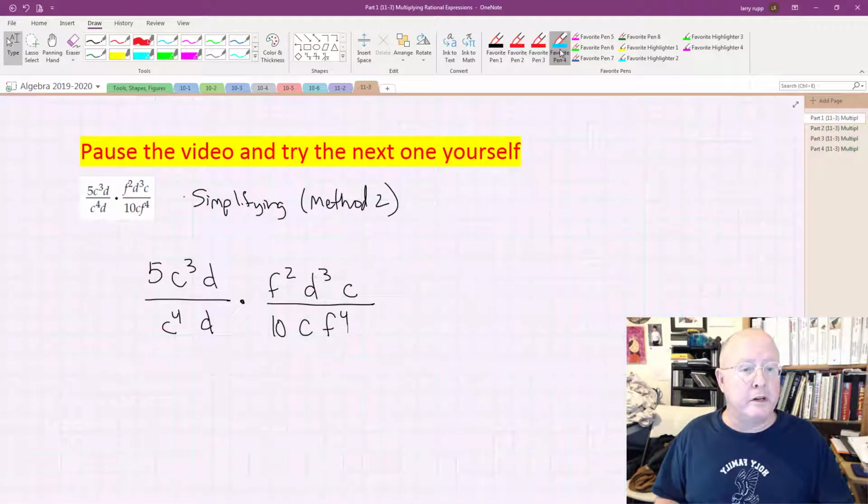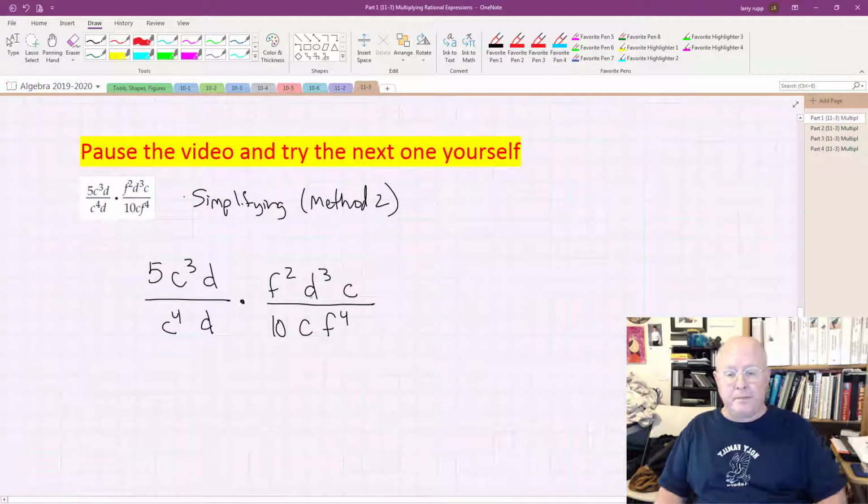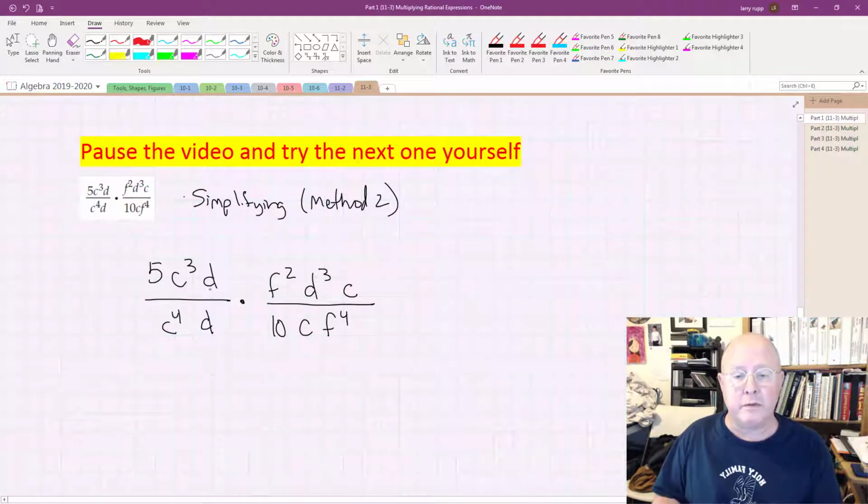So I'm going to use a different color to cancel these things. What can you cancel? Well, right off the bat, you look here, you have a D over a D. You can cancel those. That's 1. Here you have a C to the 3rd over a C to the 4th. Well, you can cancel a C cubed out of both of these, and that leaves you with just 1 over C. That's C to the 1 on the bottom.